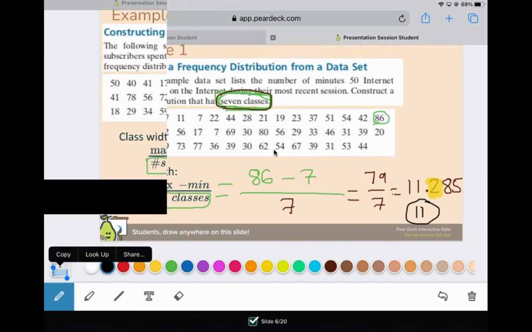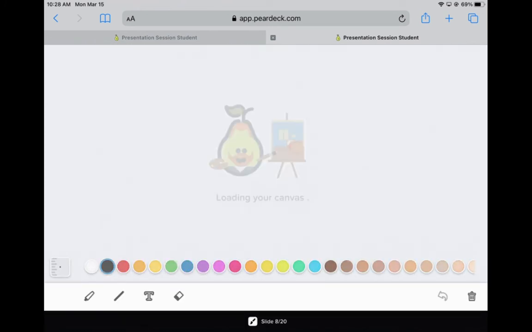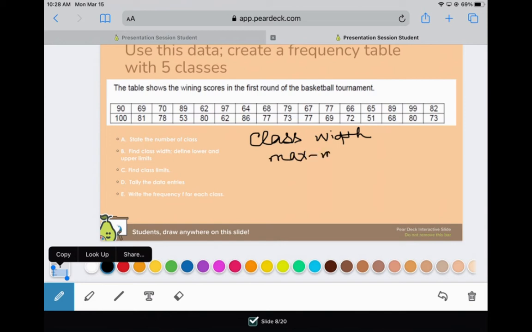Okay. All right, so I'm going to go to the next one, not this one. I want you to find the class width for this data set. So go to your Pear Deck, or do it on a piece of paper and email it to me later, your class. I want you to find the class width for this one. I want to remind you that to find the class width, it's max minus minimum, divided by the number of classes. How do you know the number of classes? It's given to you in the instruction.